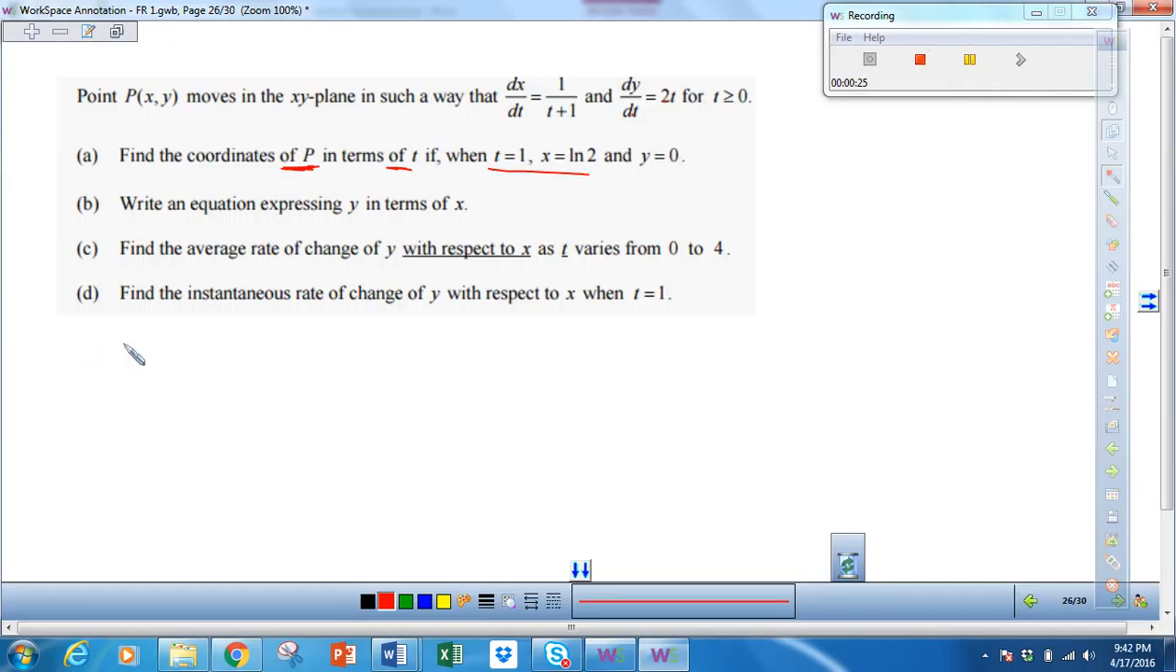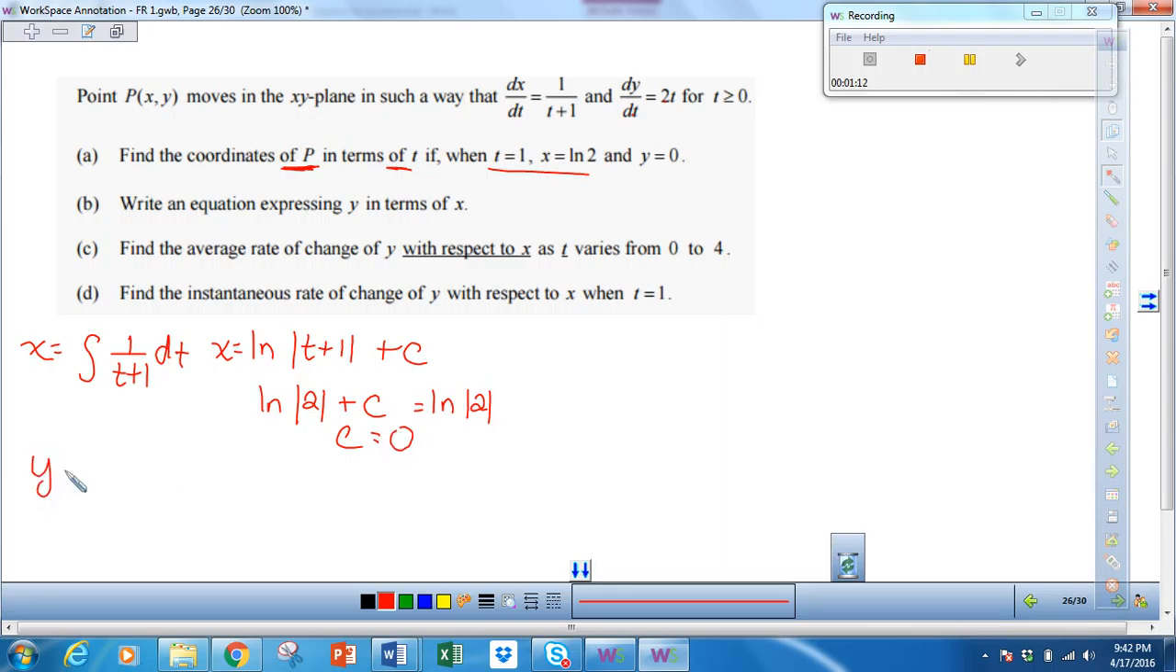So 1 point was for actually integrating 1 over T plus 1 and realizing that that was the natural log of T plus 1 plus C. And for C, we know when T is equal to 1, X is equal to the natural log of 2. So C is equal to 0.